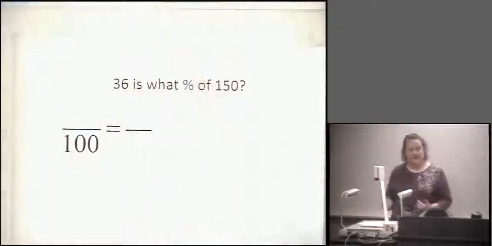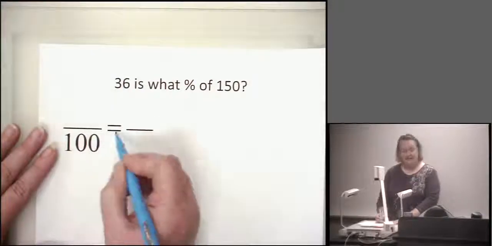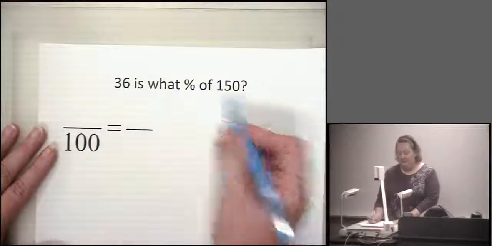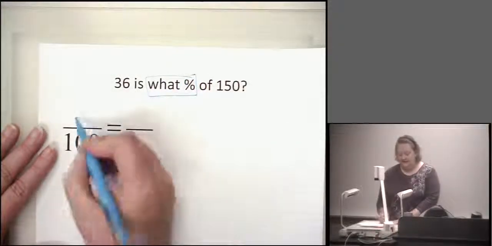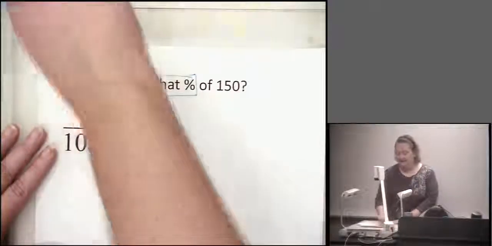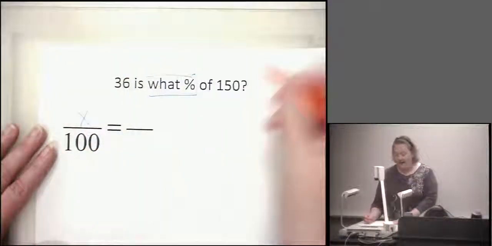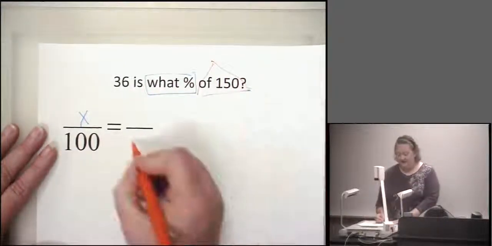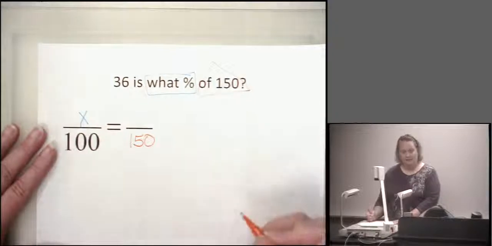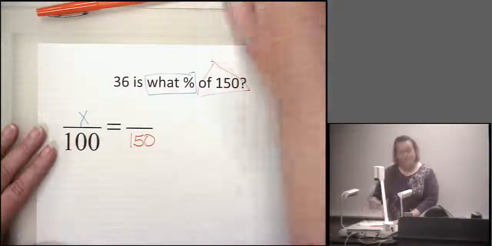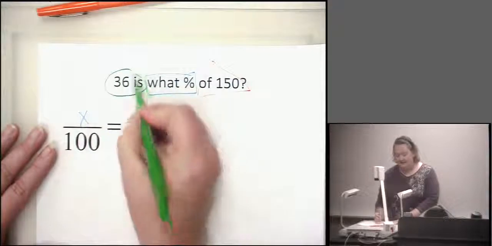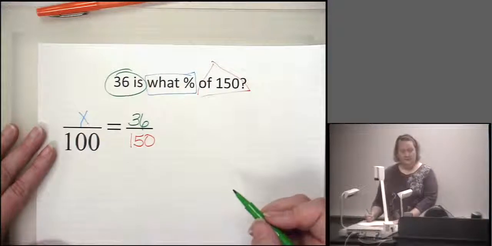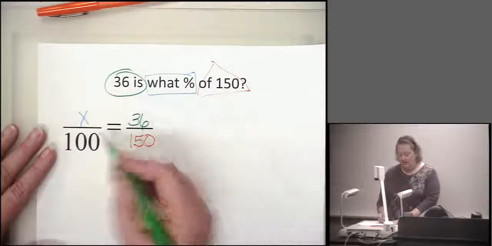Again, write your fractions down to set up your problem. Something over 100 equals blank. We want to set these up as two fractions. I'm looking for my percent, and it says what percent? So I'm going to put an X. Then I'm looking for my total of what? Of the 150. So that goes down here and makes my total. Then I'm looking for my part. The 36 is my part. So now I have the part, the whole, and the percent.